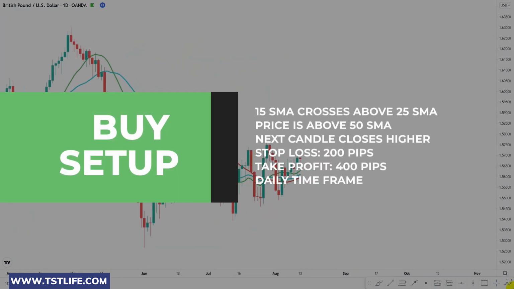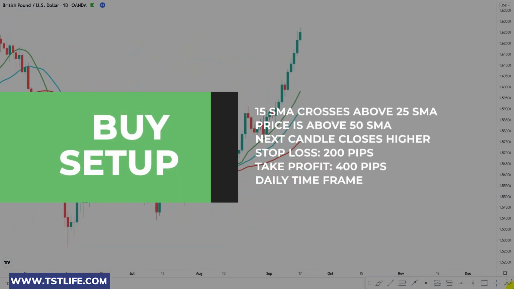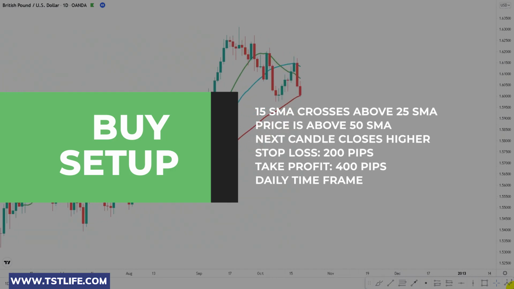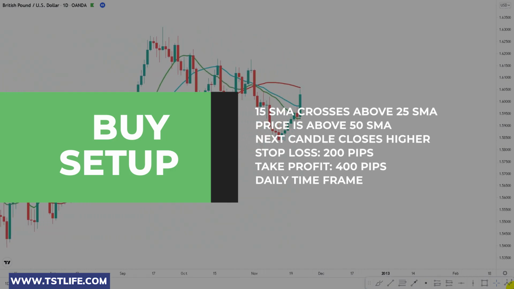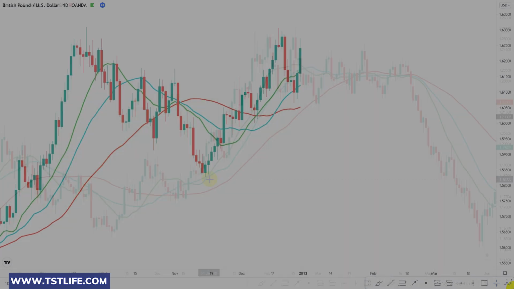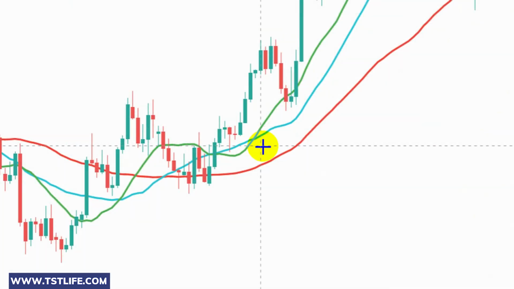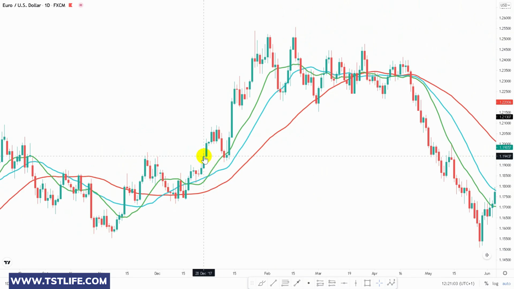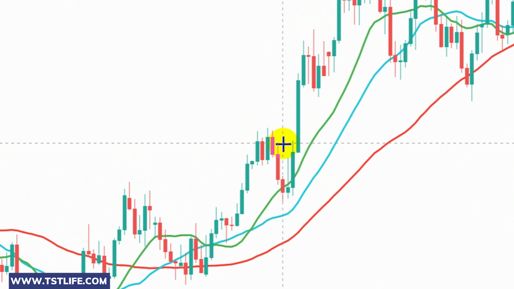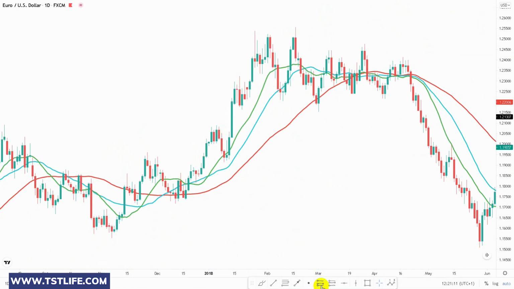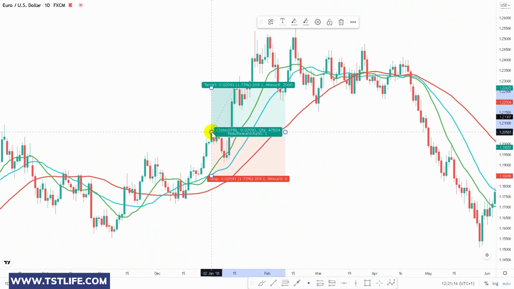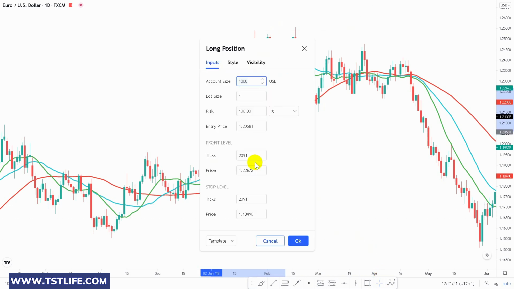When the 15 SMA crosses above the 25 SMA, and the price is above the red line, which represents the 50 simple moving average, we go long if the following candle closes higher than the previous one. You can look at this example. This is, by the way, the daily chart, so technically speaking, we need to wait until the next day after the crossover to make our decision. And this makes this strategy suitable for busy traders.